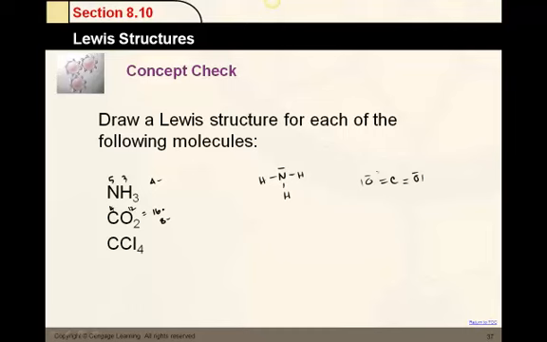Because if we take one of the what used to be lone pairs of carbon dioxide, put them in as double bonds, then we have a situation where carbon has 4 and oxygen has 4, and therefore that is carbon dioxide. And then finally, CCl4, carbon has 4, chlorine has 7 times 4, which is 28.